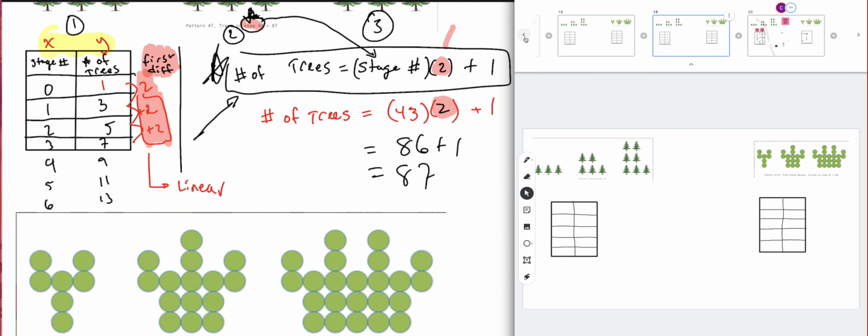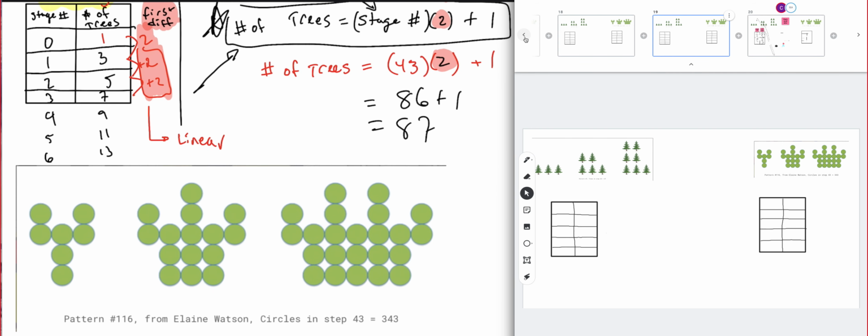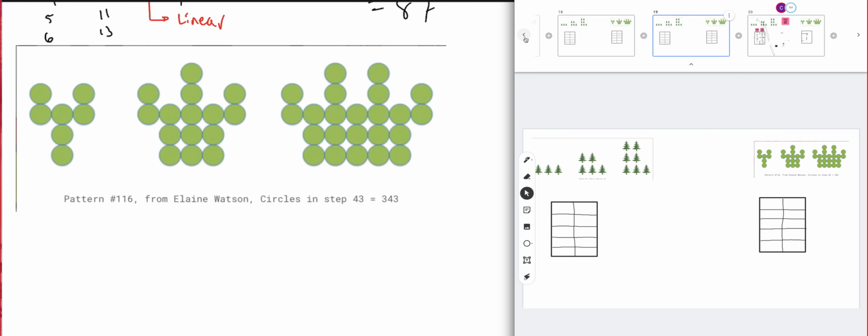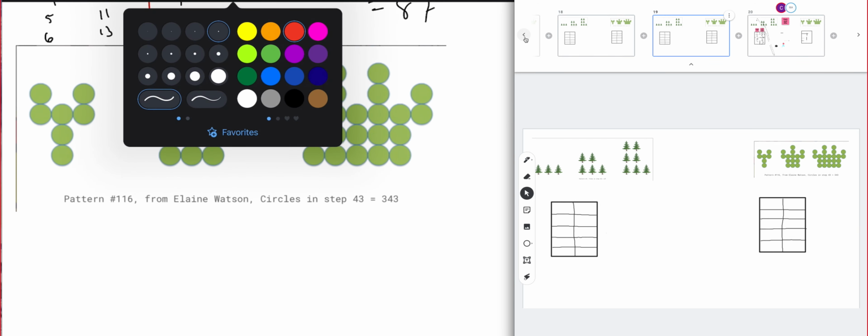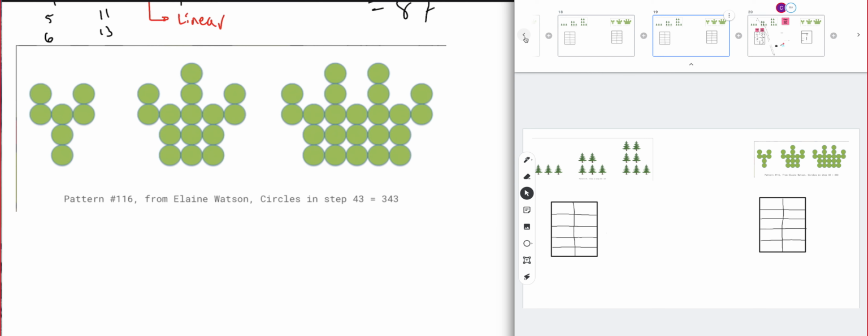Now, when I scroll down here, I just want to write a general statement that I think will help all of you with these questions. And I'm going to say the output equals the first differences multiplied by the stage number plus the constant.